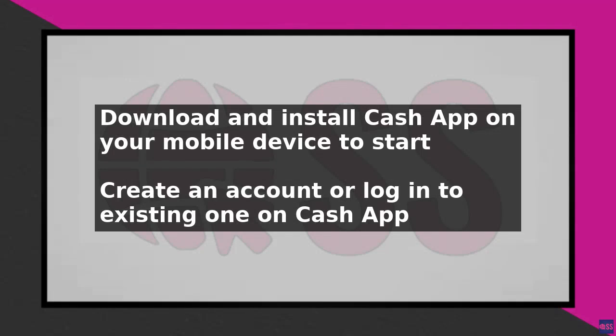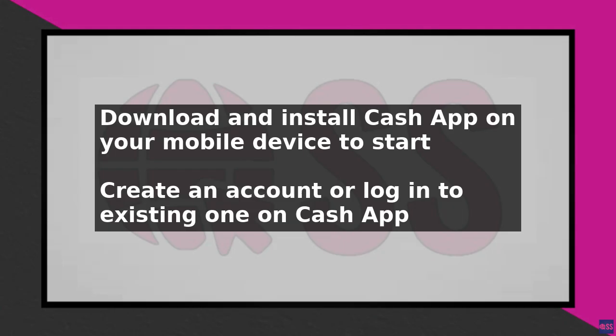To use Cash App for Roblox, start by downloading and installing the Cash App on your mobile device. Once installed, create an account or log in if you already have one. Navigate to the Cash App home screen and tap the Investing tab. Then select the Stocks option. Search for Roblox Corporation, which is listed as RBLX, and tap on it to view the stock details.